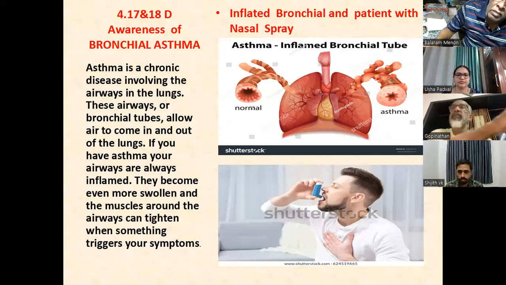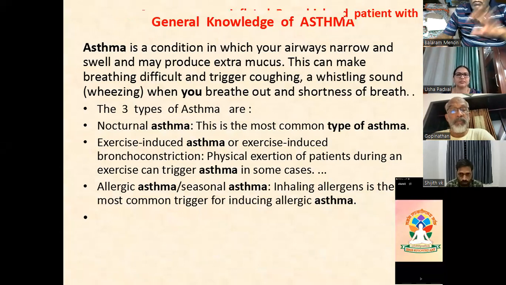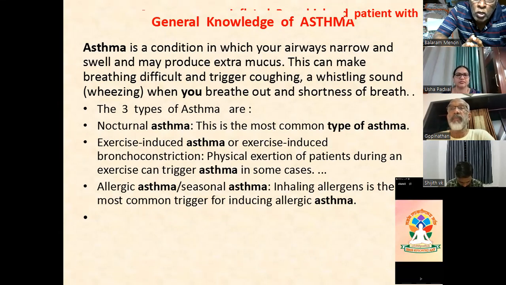There are three types of disease: bronchial asthma, bronchitis, and chronic obstructive pulmonary disease (COPD). Three types of disorders. Asthma is a condition in which our airways narrow and swell and may produce extra mucus. This can make breathing difficult and trigger coughing, a whistling sound when you breathe out, and shortness of breath.